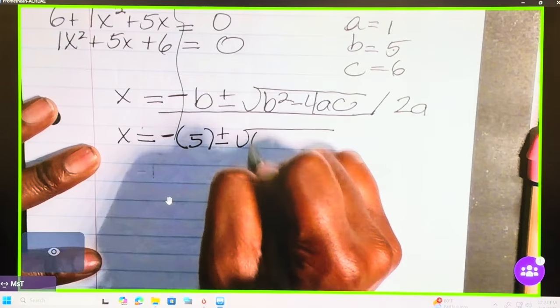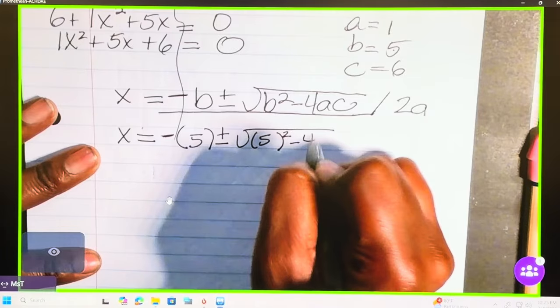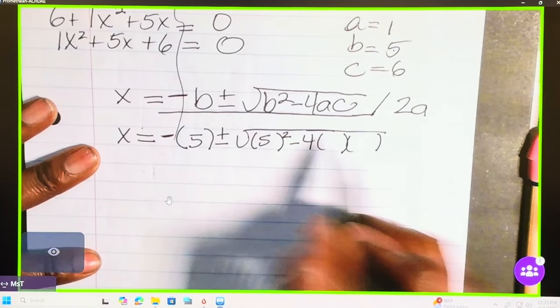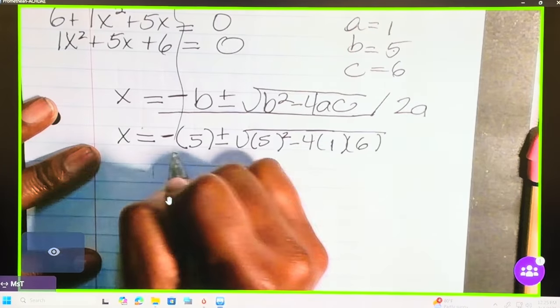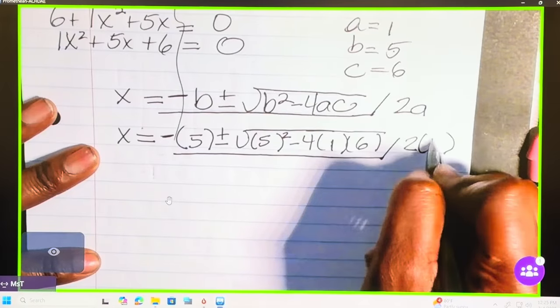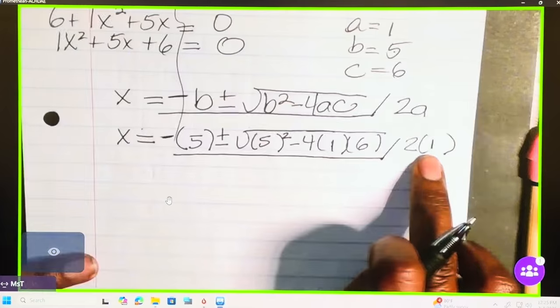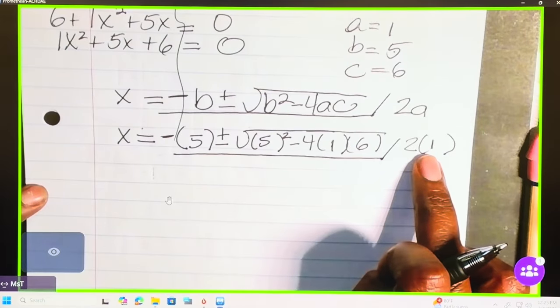What am I putting right here? 5, and then square it. Outside, square it. Minus 4 times what? 1. Times what? 6. All over 2 times what? 1. Now, would that always be a 1 down there? No. This depends on what the A is. But the A was 1, so we're putting a 1. Questions? All right. Next line.